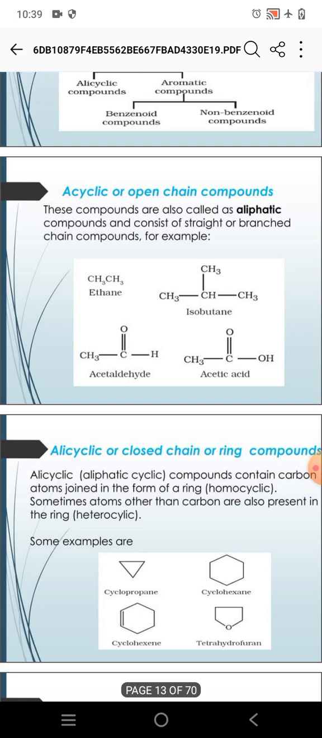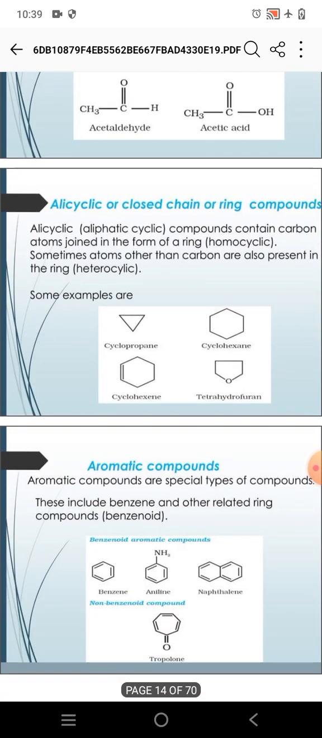Acyclic or open chain compounds are also called aliphatic compounds. That means they consist of straight or branched chain compounds. For example, ethane, isobutane, acetaldehyde, and acetic acid. These structures all contain straight or branched chains.